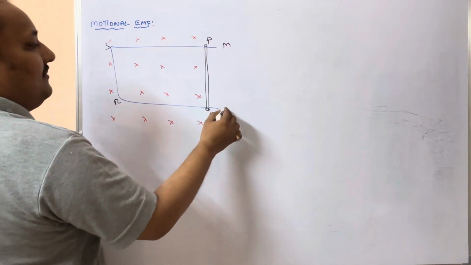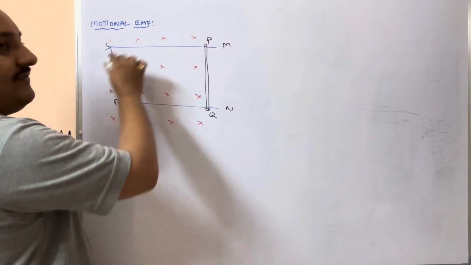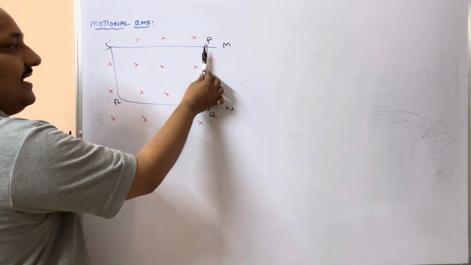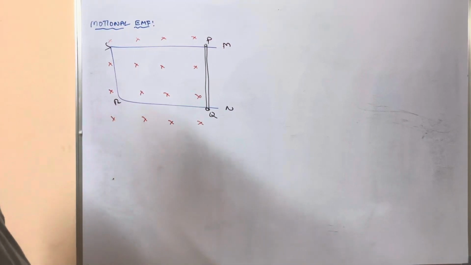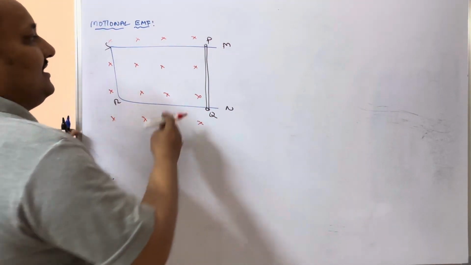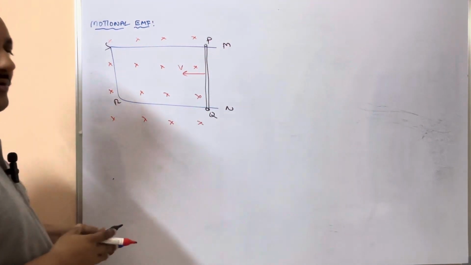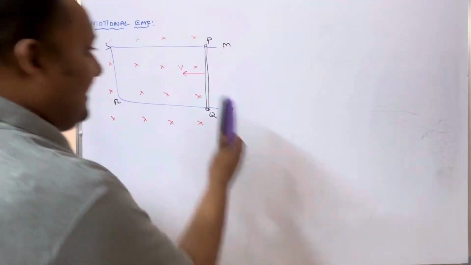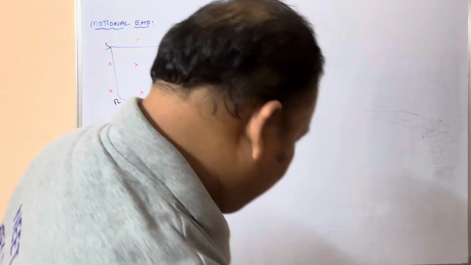You can take M, N. So M, S, R, N is the frame. This PQ conductor is going to be moving either towards left or towards right. That is your wish. In this case I am taking it towards left. If it is going towards right also, we can calculate, that is secondary. Now this conductor is going to be moving like this towards the left side. The magnetic field is into the board.